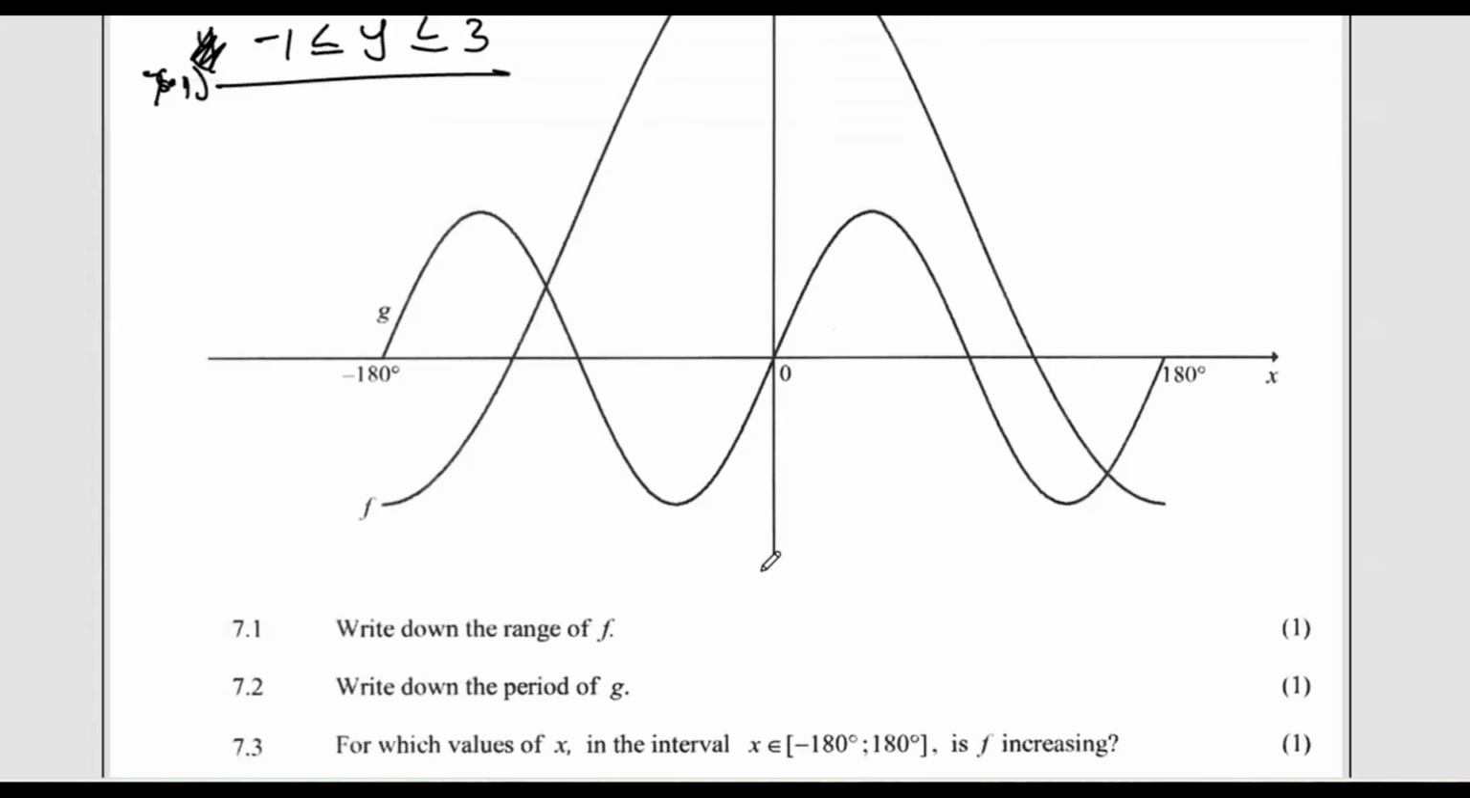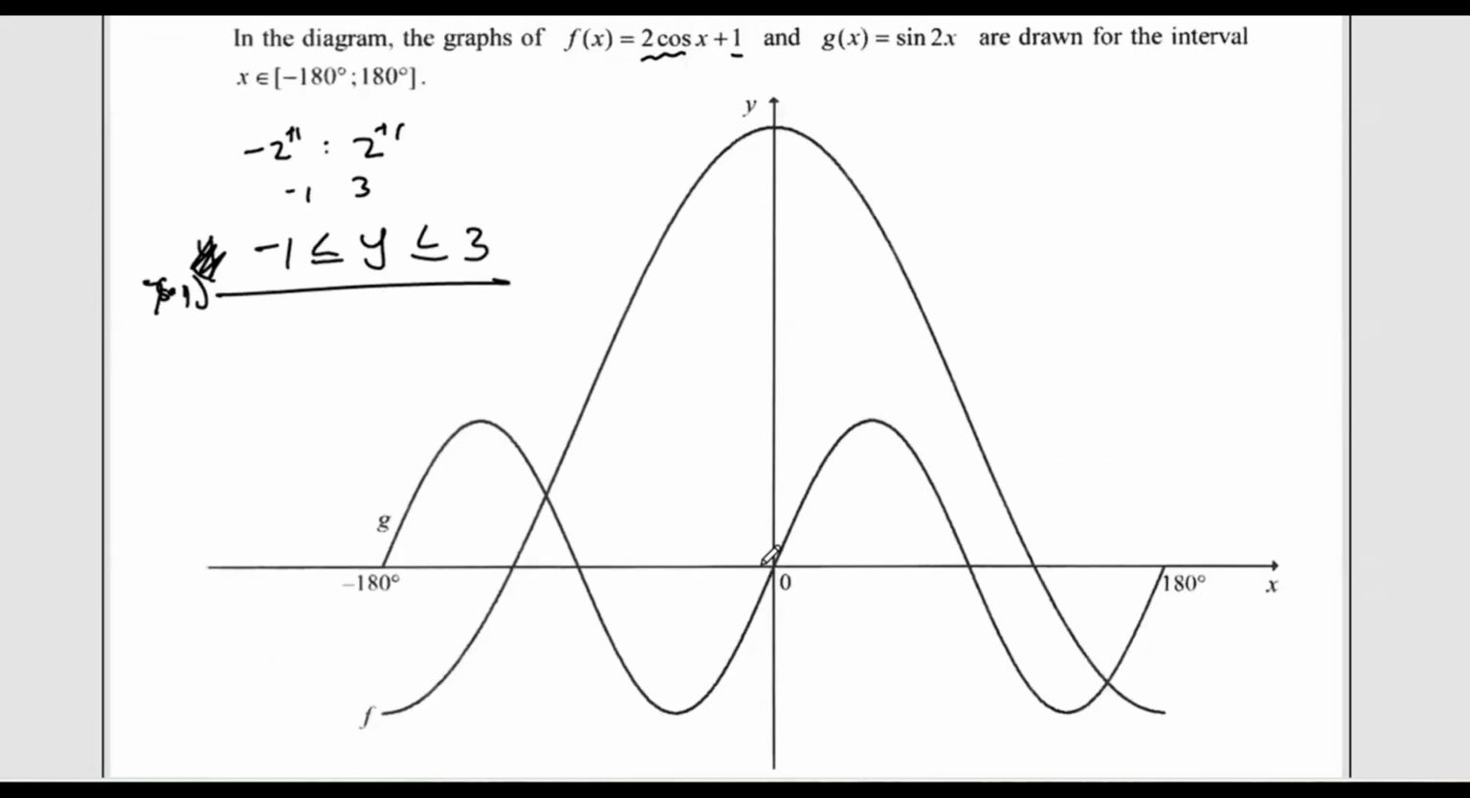Then 7.2, they want the period of G. So when you look at G, how many graphs can we see? This is one graph. Those are 2 graphs, okay, in a space of just 360, meaning that our period is just 180. So it takes us just 180 degrees to get a full graph. Alternatively, get the 360 divided by this coefficient of x. We must get the same thing.